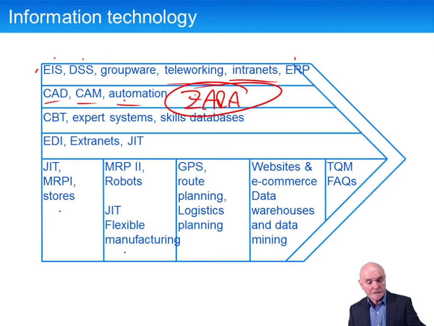Zara produces about 14,000 different clothing lines per annum. So it's got a huge kind of innovative production of new clothes. And it makes relatively short runs of these, because if you've got 14,000 different lines of clothing coming off, you're only going to sell a limited amount of each line, really.